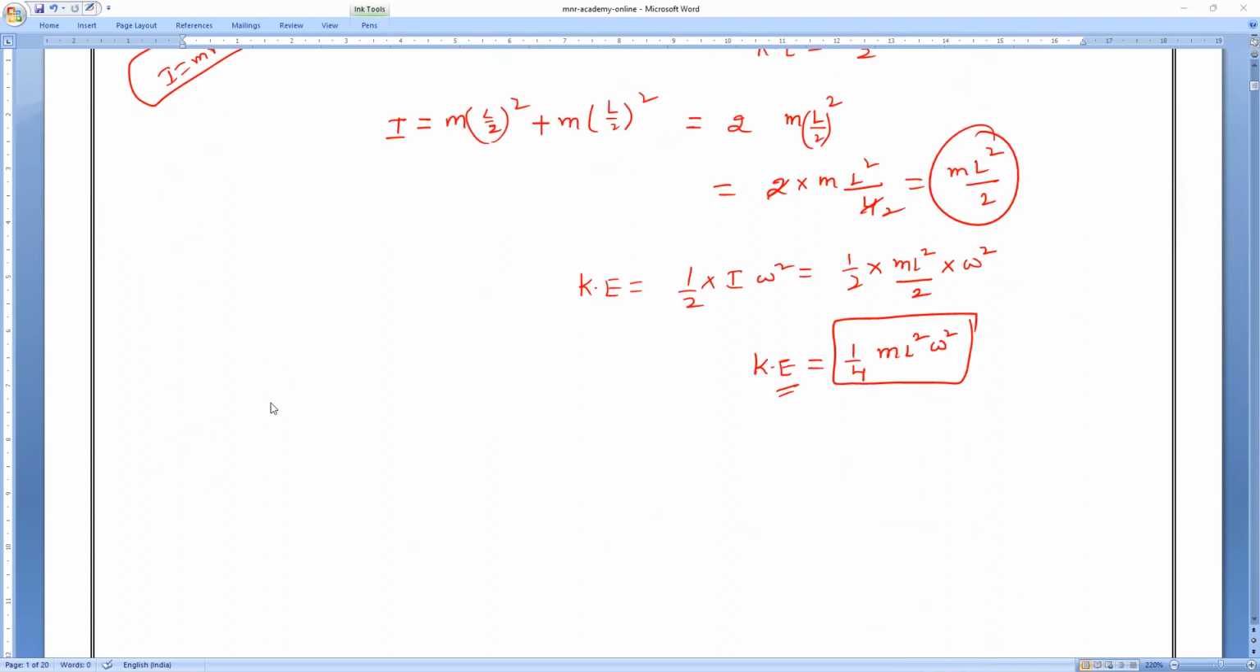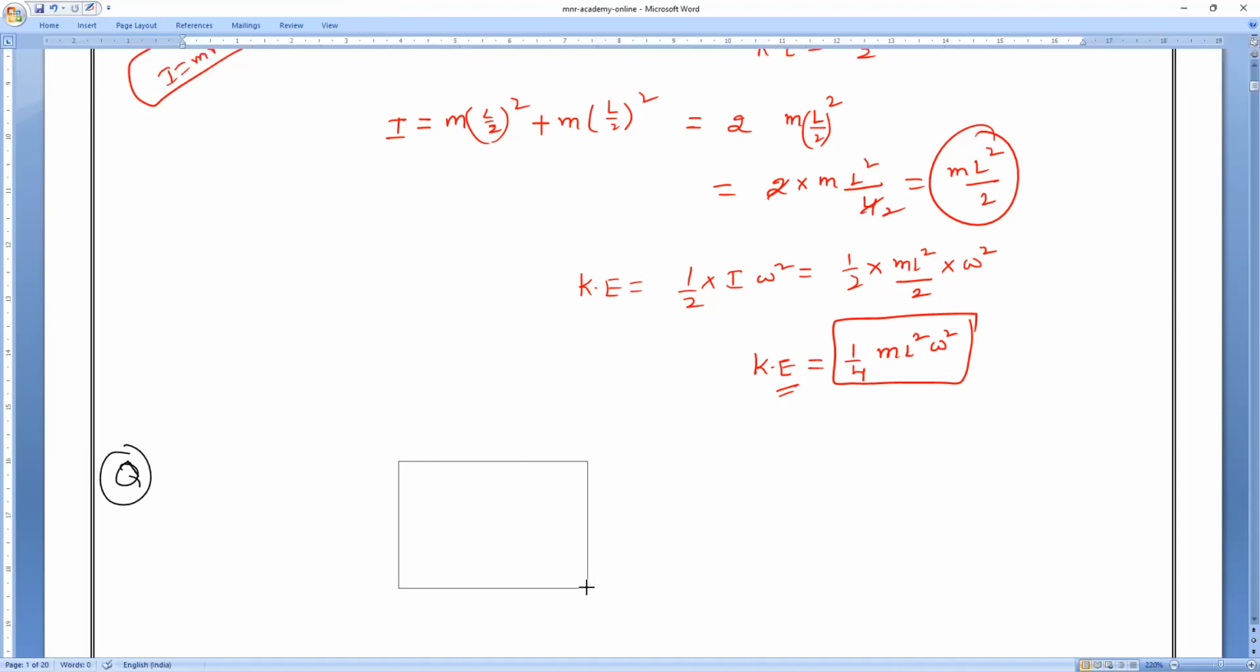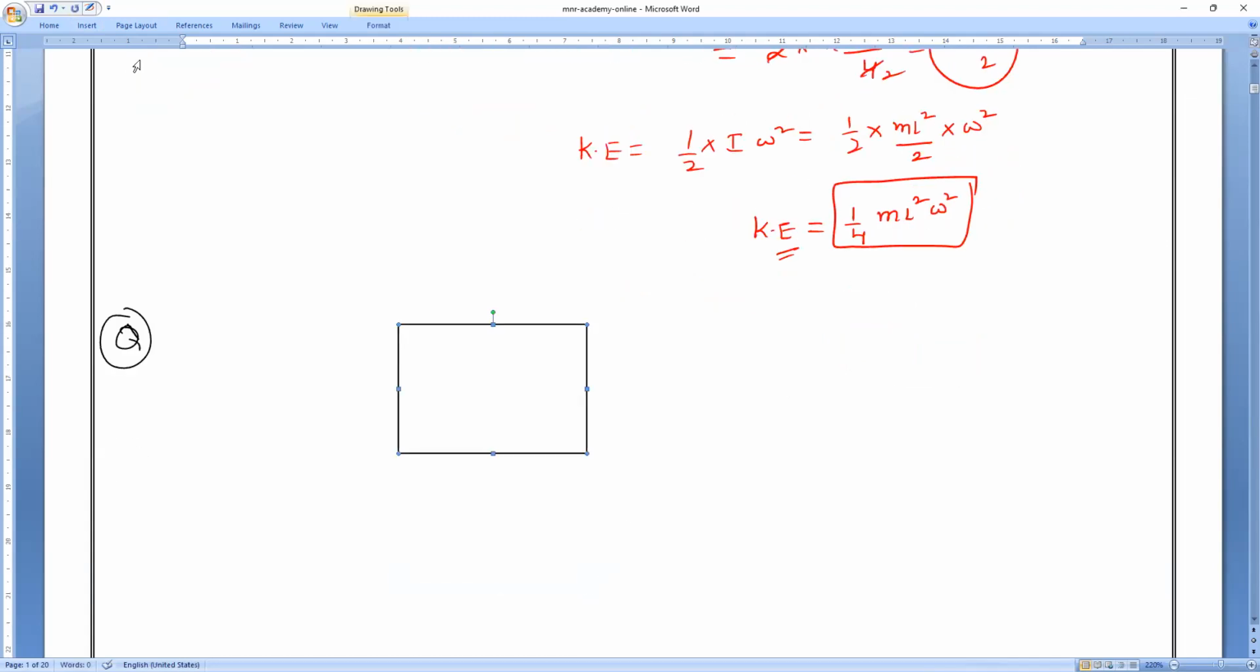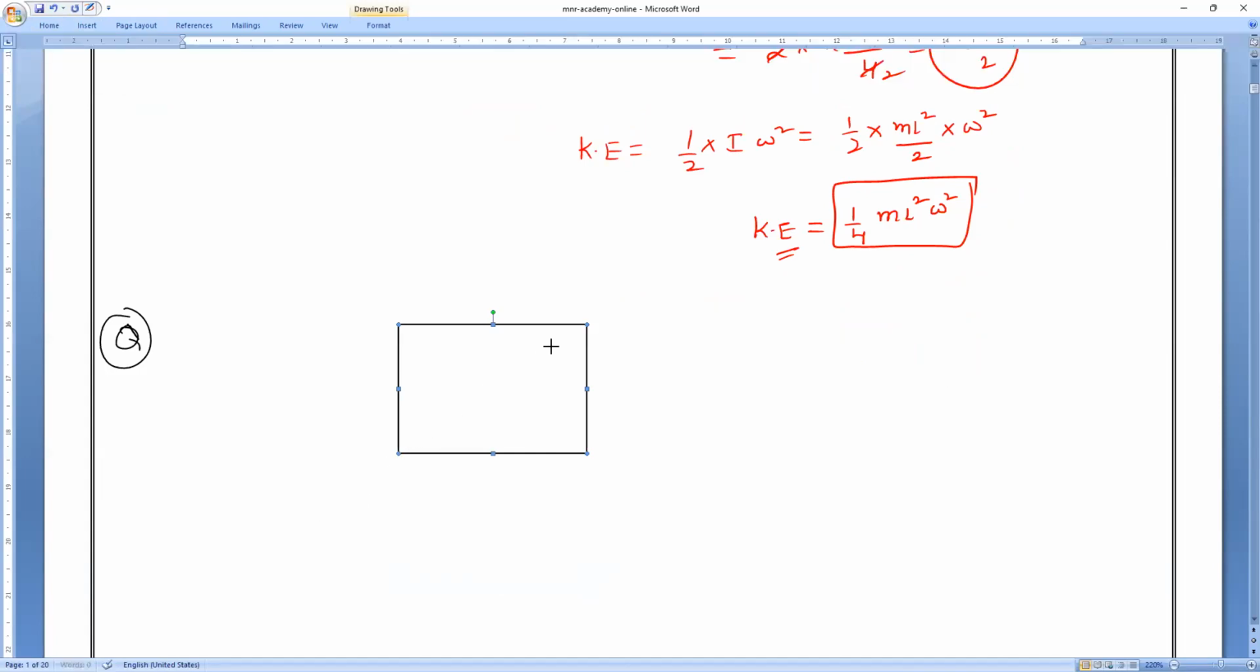So the next question is similar to what we have studied already. So we all know a square lamina. So just take a square lamina. So what do you mean by square lamina? Basically, square means what? All the sides are equal. Axis of rotation is passing diagonally, so the axis of rotation is passing through the diagonal.